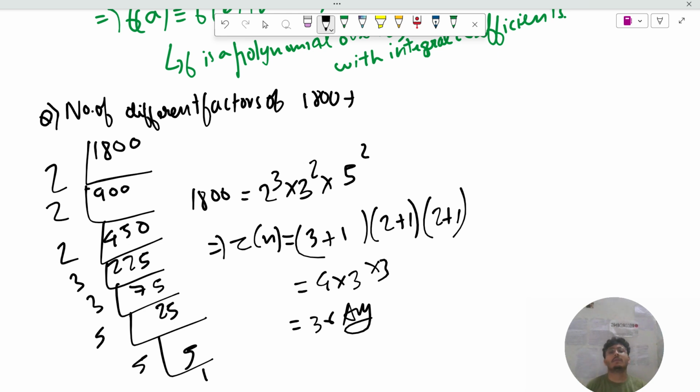The number of different factors of 1800, we are done. You have actually 5 to 6 questions here on finding the number of divisors, so you can very well try them. Then we have our Fermat's theorem, which is what I'm going to teach you right now before we move on to complete residual system modulo n.